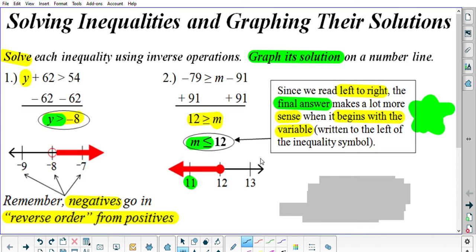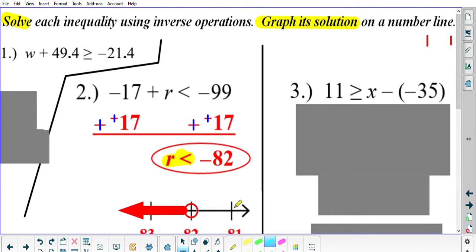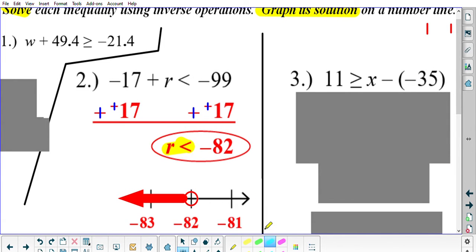By the way, I forgot to mention on the first page, the reason why we had a closed filled in dot on number 2, forgive me for forgetting to mention this, is because the inequality symbol had the equal to part underneath the less than symbol. So it was less than or equal to. When it can equal the starting number, that's when you're going to start with a filled in dot. Now, with that in mind, let's take a look at problem number 3.